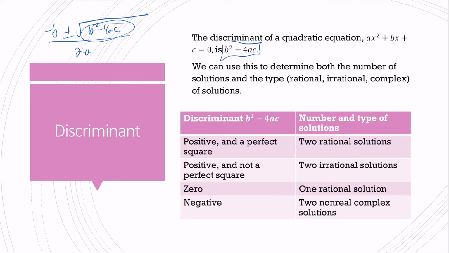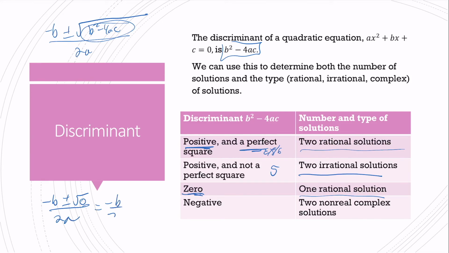So for example, if b squared minus 4ac is positive and a perfect square, so let's say it equals 16, then you're going to have 2 rational solutions. If your discriminant is positive, but not a perfect square, so for example, 5, you're going to have 2 irrational solutions. If your discriminant is 0, you're going to have 1 rational solution. Let's see why that is. If I had negative b plus or minus the square root of 0 over 2a, that gives me negative b over 2a. It gets rid of this plus or minus part, so there's only one possible answer.